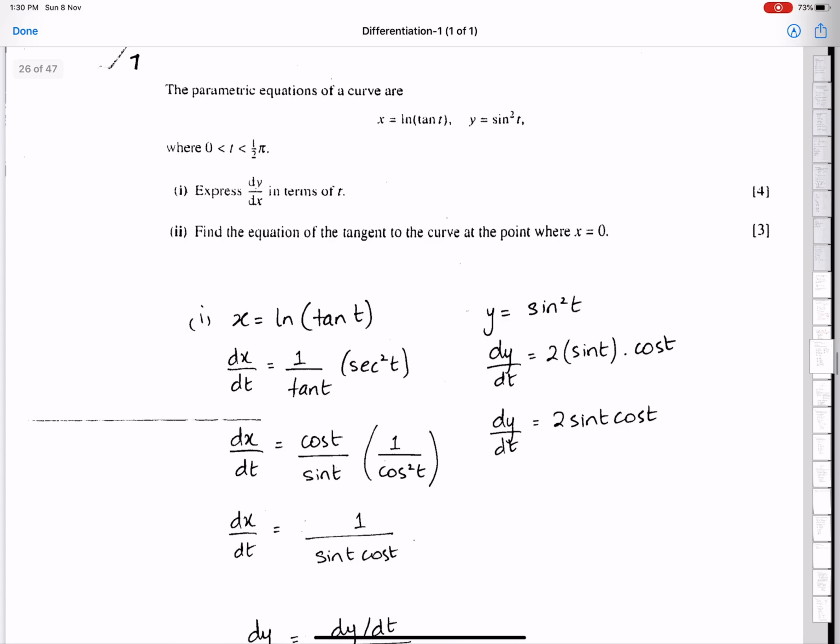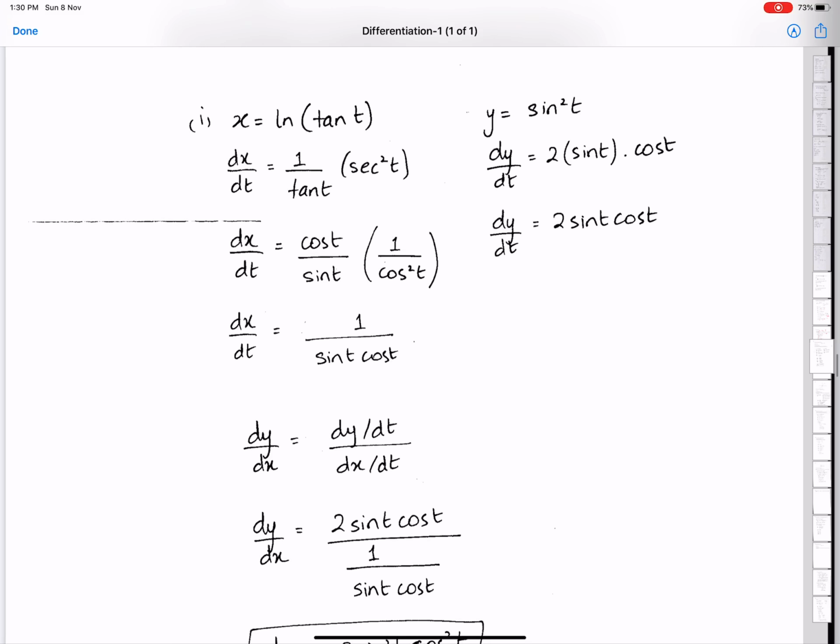Parametric equations. So first we need dy upon dx. Since x and y both depend on t, therefore we need to differentiate both with respect to t. So the differential of x with respect to t is 1 upon tan t, and the differential of tan t is sec square t. Well, this is the simplified form of dx upon dt, and this is composite. You can write this as (sin t) whole square. This will make your differentiation simple.